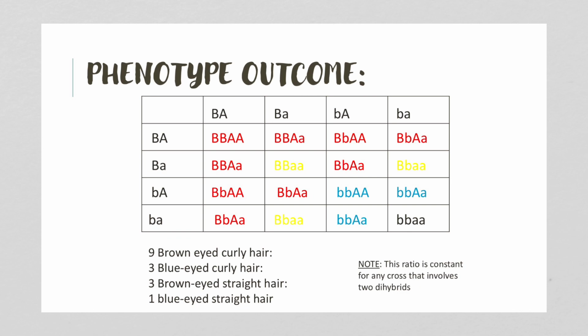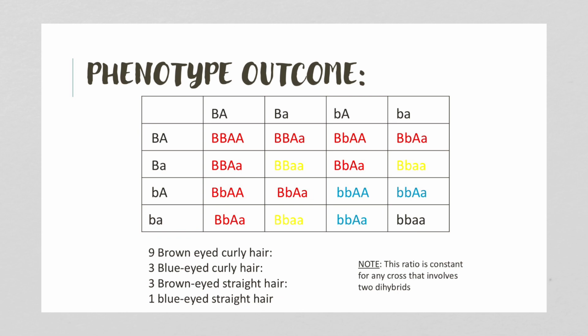Now we'll switch over to blue-eyed curly hair. To be blue-eyed, you have to have 2 little B's, and curly, at least 1 big A. So there's 1, 2, 3 outcomes like that. So 3 blue-eyed curly hair. Then brown-eyed straight hair, you'd have to have at least 1 big B and 2 little A's. So 1, 2, 3. So 3 of those. And then to have blue eyes and straight hair, you have to have 2 little B's and 2 little A's. So there's only one option for that.